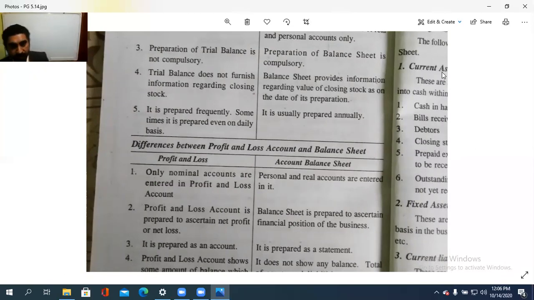Then, it is prepared frequently. Sometimes it is prepared even on a daily basis in order to check the arithmetical accuracy between the ledger accounts, while in the other case, it is usually prepared annually.